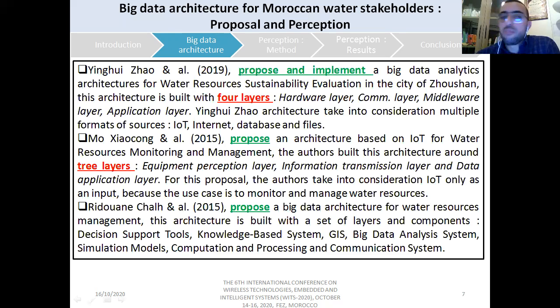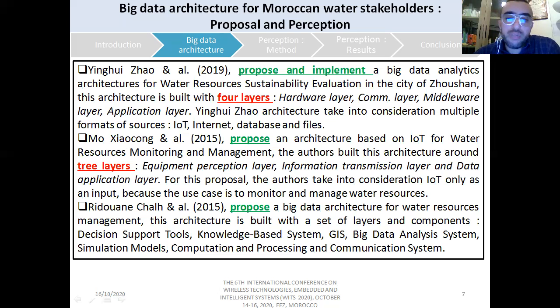Now I will move to present an overview of our systematic literature review published in 2020, by presenting some applications and scientific works like from Yinghui Zhao and all that propose and implement a big data analytics architecture for water resources sustainability evaluation in the city of Zhoushan.